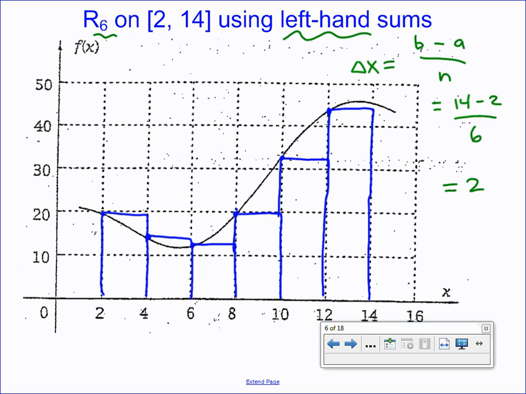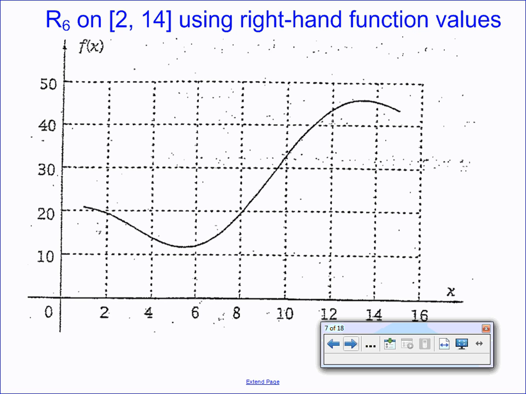That's different than if we're doing right-hand function values. Then on each subinterval, we're looking at the right-hand side of it to determine the height of a particular rectangle. I'm going to do this with a different color. In my first interval here, from 2 to 4, I'd look over here to get the height of a particular function value. I'd look over here to get the height of that rectangle, and so on and so forth.